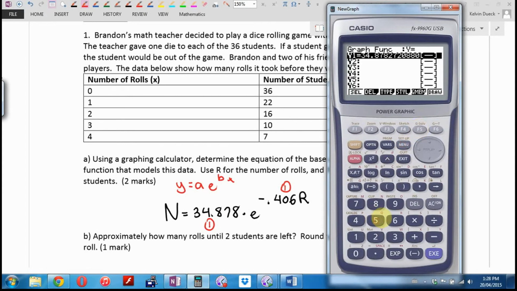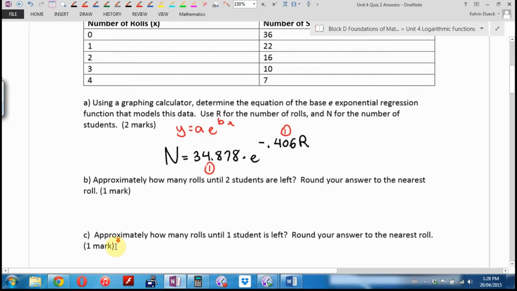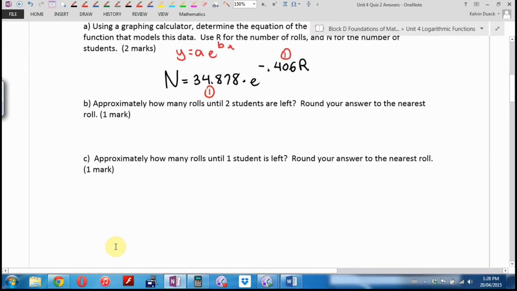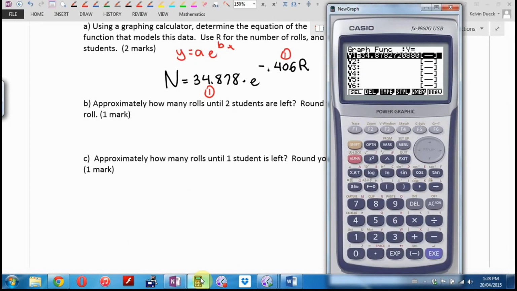Menu, graph. Don't forget to select that equation, turn that on. Part B now is going to ask me to do something. Oh, and same with part C. Approximately how many rows until, you know what? I need to graph this. I need to change my view window.